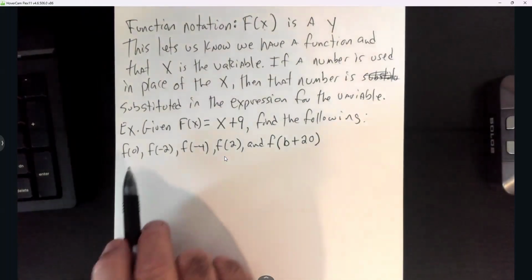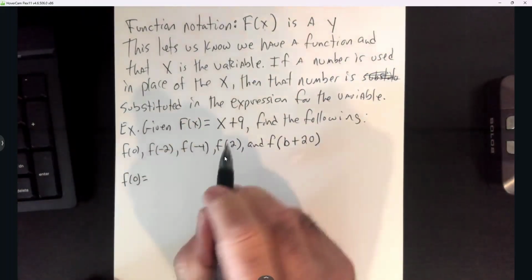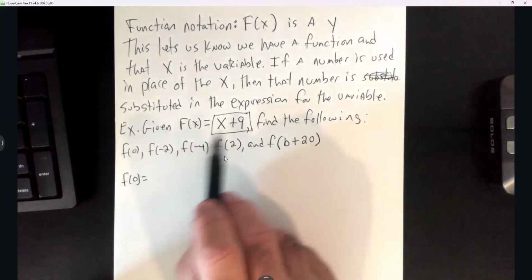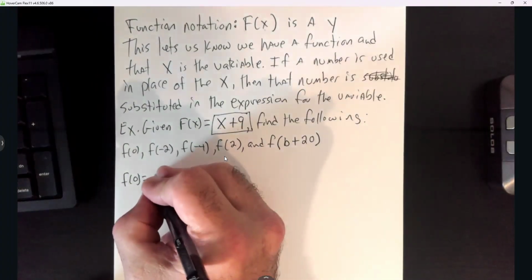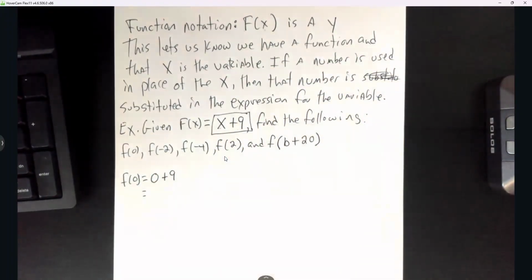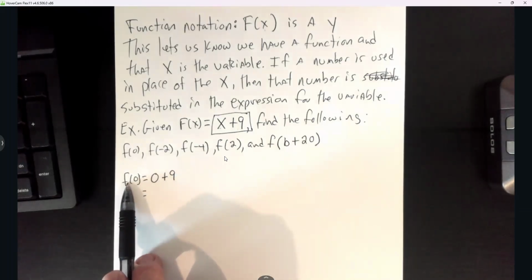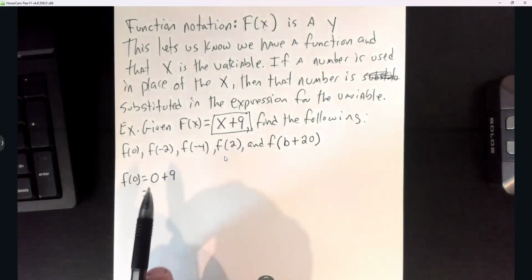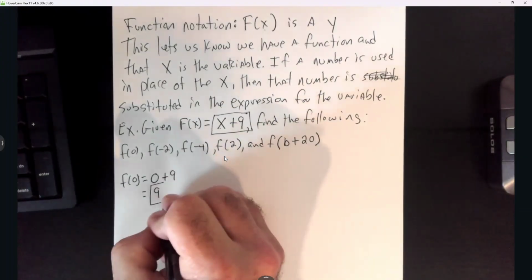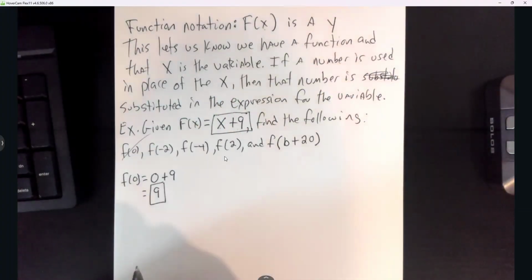Okay? So they want me to start with f of 0. Well, here's my expression, x plus 9. So f of 0 means they want me to put a 0 in for the x, so that this becomes a 0 plus 9. Now, all we do is work the right side. We don't do nothing with this f of 0. That's just telling me what we put in for the x's. All you do is work the right side. 0 plus 9 is 9. That's your first answer. So that takes care of f of 0.